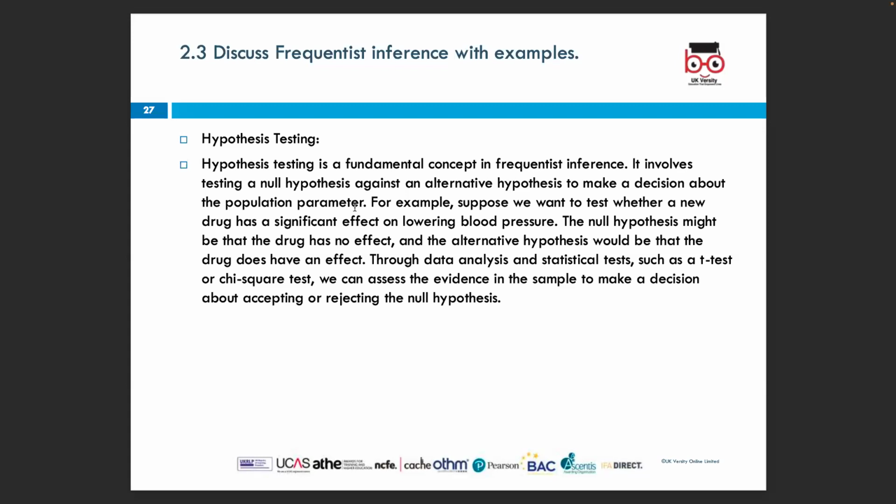And then we have an example. Suppose we want to test whether a new drug has a significant effect on lowering blood pressure. Obviously, before we do that, we have to know the null hypothesis and the alternative hypothesis. The null hypothesis might be that the drug has no effect. And the alternative hypothesis would be that the drug does have an effect. So you have to make a test of the two. Through data analysis and statistical tests, such as a t-test or a chi-square test, we can assess the evidence in the sample to make a decision about accepting or rejecting the null hypothesis.